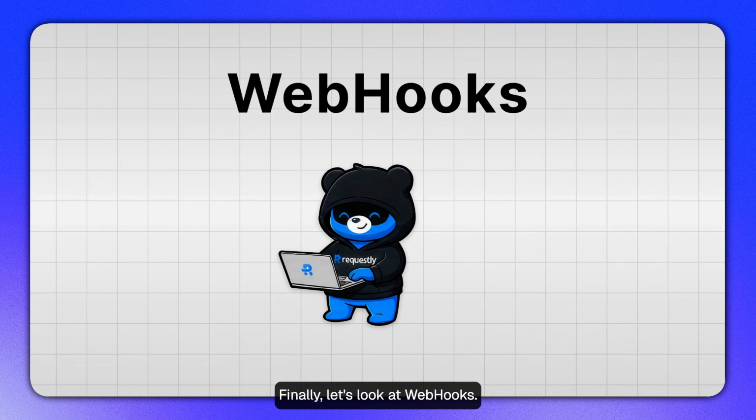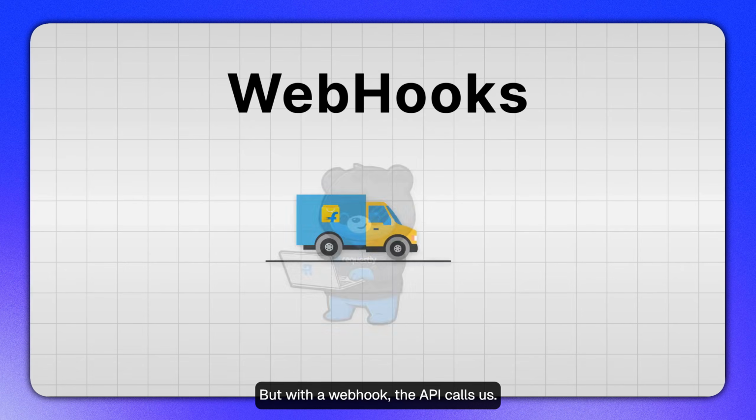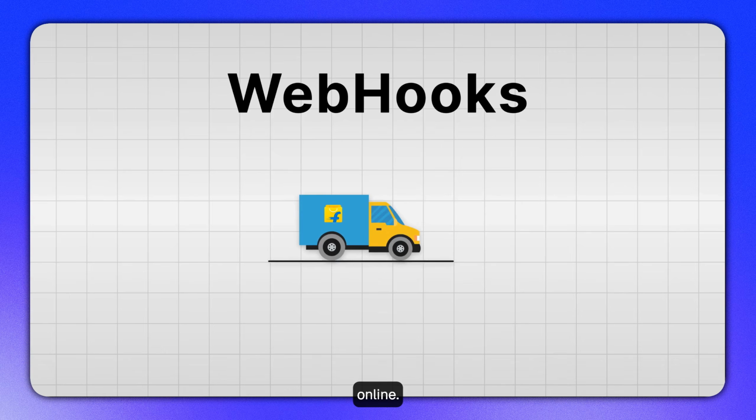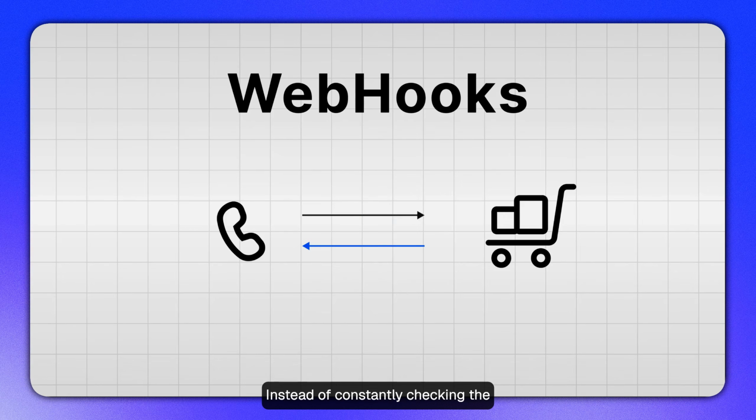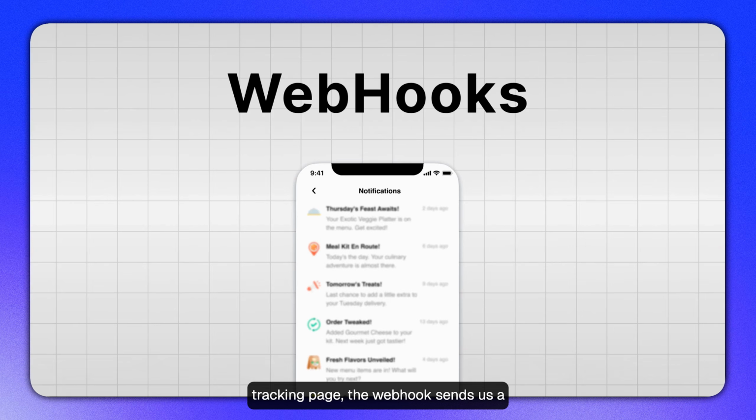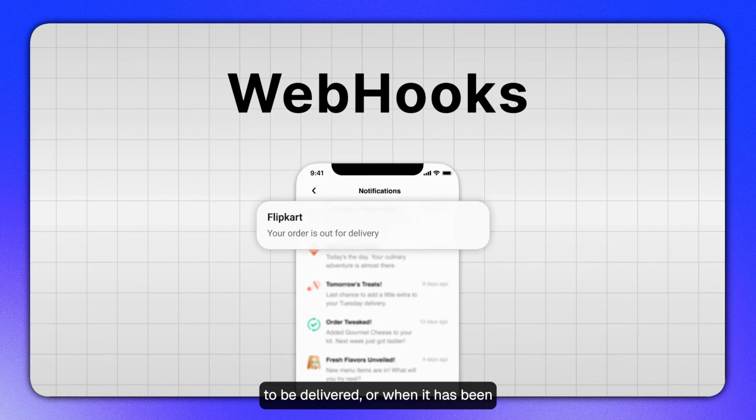Finally, let's look at webhooks. Normally, our application makes a request to the API. But with a webhook, the API calls us. Imagine we have ordered a package online. Instead of constantly checking the tracking page, the webhook sends us a text message when the package is about to be delivered, or when it has been delivered. That's how a webhook works. When a specific event happens on the API side, like a new order, a payment processed, or data updated, the API automatically sends a notification to the URL we have provided. And that's it.